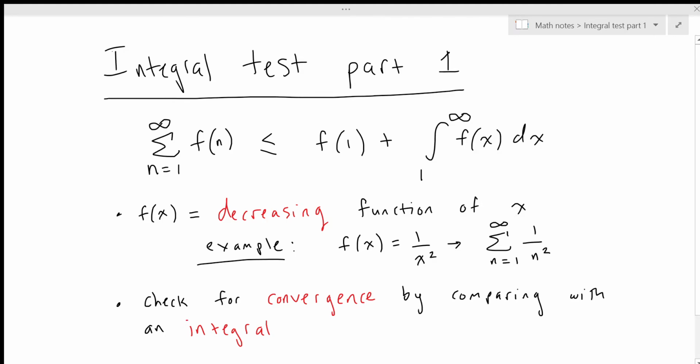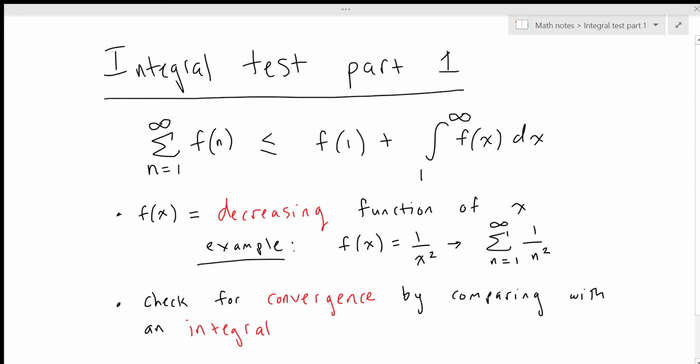Today's lesson will be the first of several lessons about the integral test for infinite series. In general, the integral test gives you a way to test whether a series converges or diverges by comparing it with a related integral. And in this first lesson, we're going to look at the case where we test if a series converges by comparing with an integral.